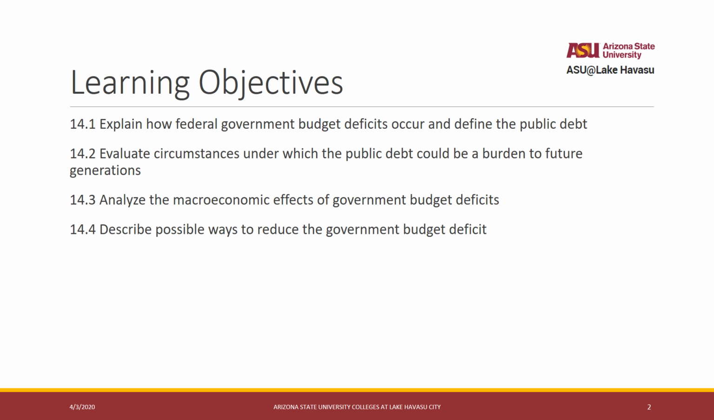In this chapter, we have 4 learning objectives. First, to explain how the federal government budget deficit occurs and define the public debt. The second objective is to evaluate the circumstances under which the public debt could be a burden to future generations.